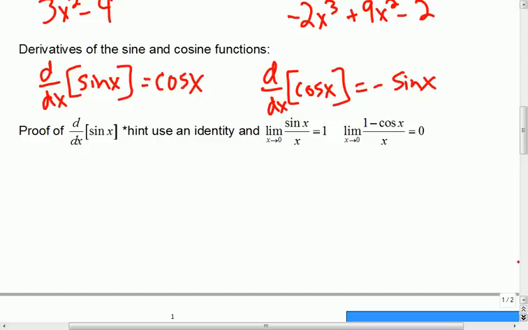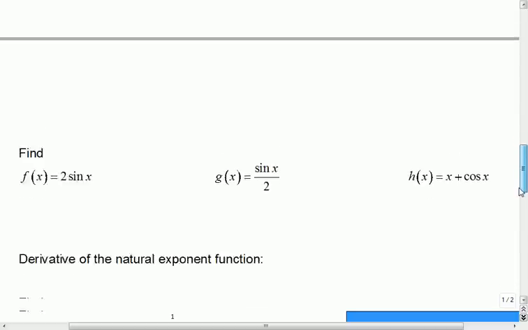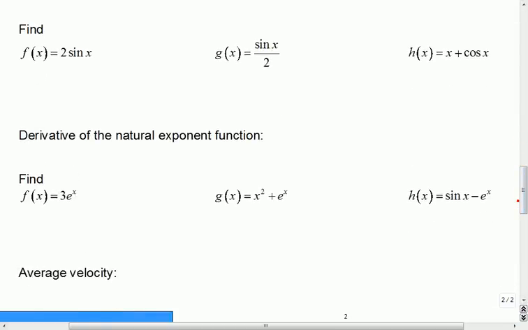Okay, so now we're going to take a look at using the trig rule there. Combine up what you know so far. See if you can find those first three derivatives. Okay, it sounds like you've got them.